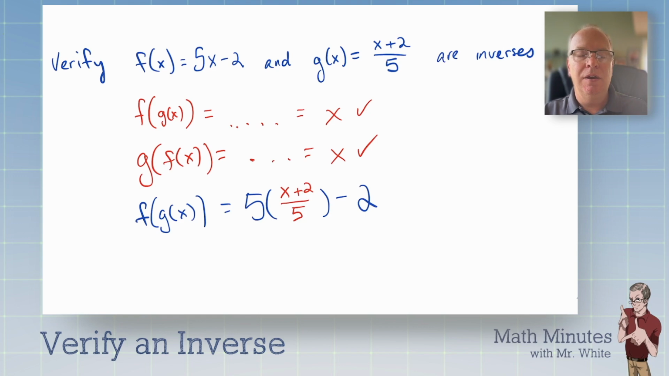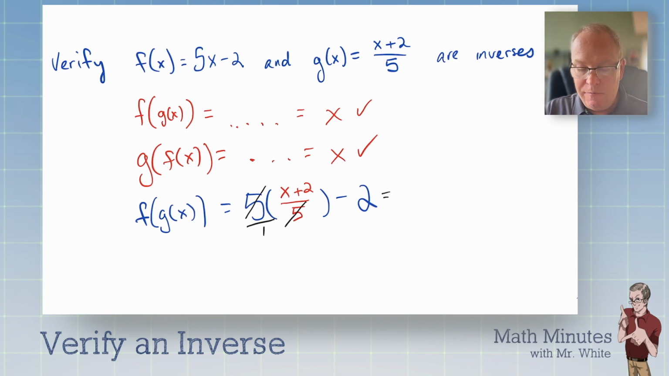Now you might be thinking, oh my gosh, that looks like a mess. What am I going to do with that? Well, the cool part is you know what should happen, right? It should work out to be x. And indeed it does, because look, 5 is actually 5 over 1, which means this 5 cancels that 5.